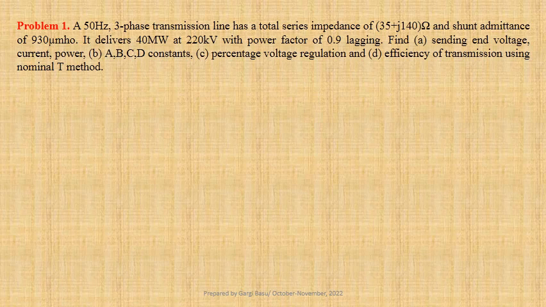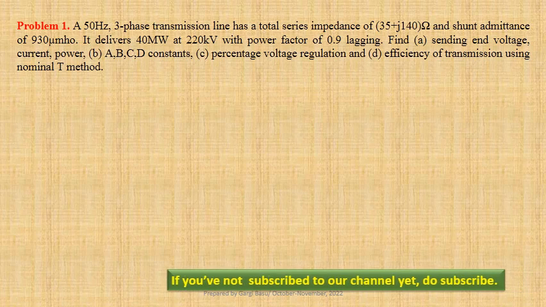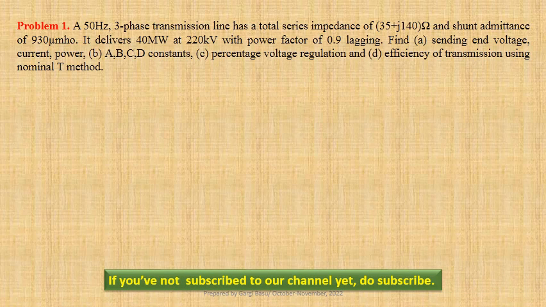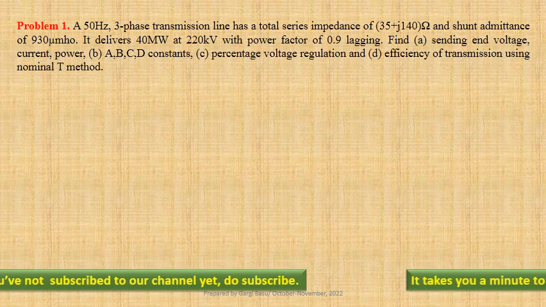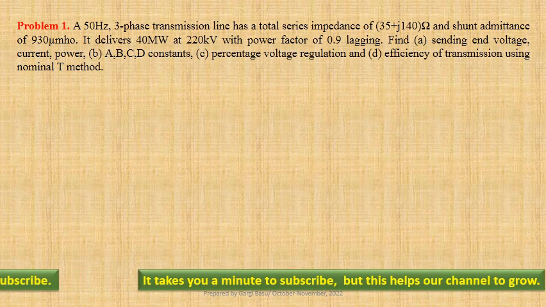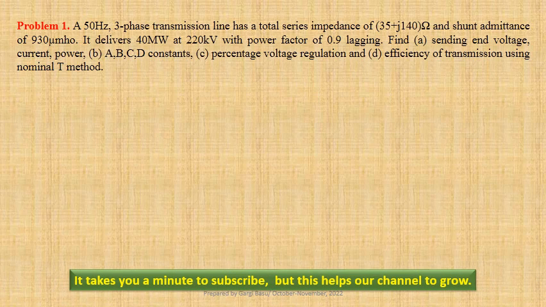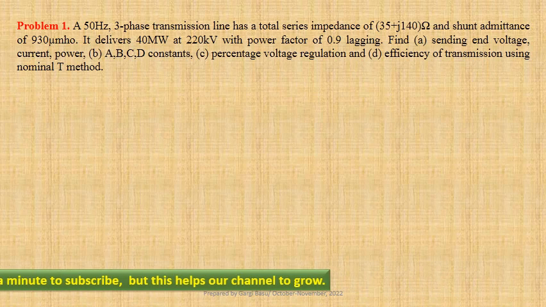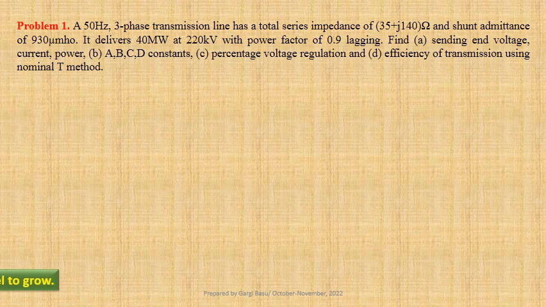A 50 Hz 3-phase transmission line has a total series impedance of 35 plus j140 ohm and shunt admittance of 930 micromho. It delivers 40 megawatts at 220 kilovolts with power factor of 0.9 lagging. We have to determine sending end voltage, current, power and ABCD constants. We also have to compute percentage voltage regulation and efficiency of transmission using nominal T method.